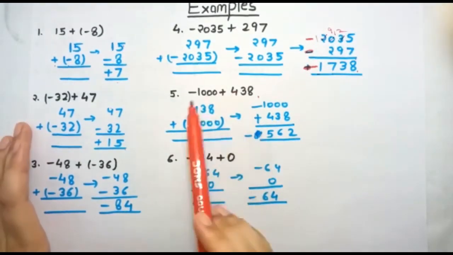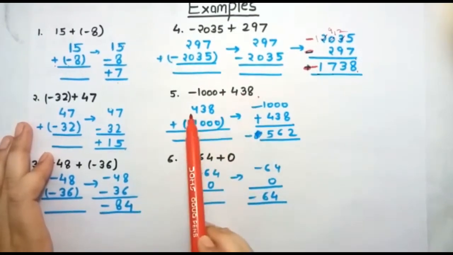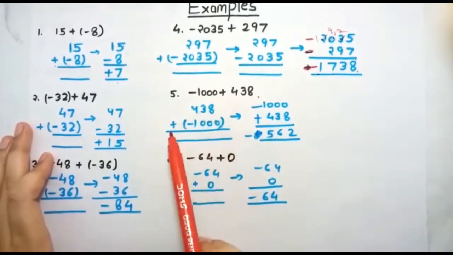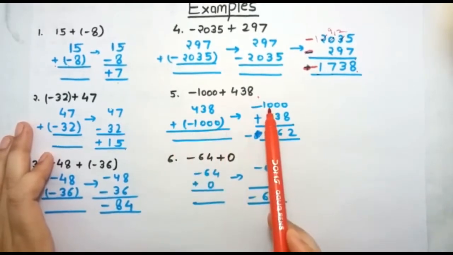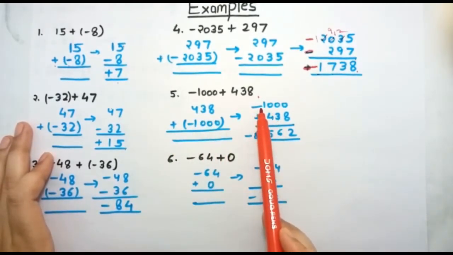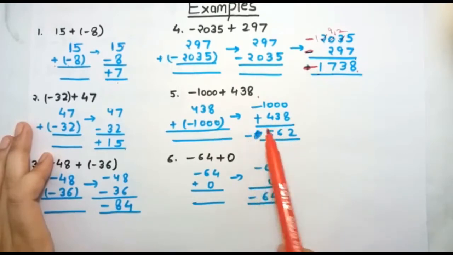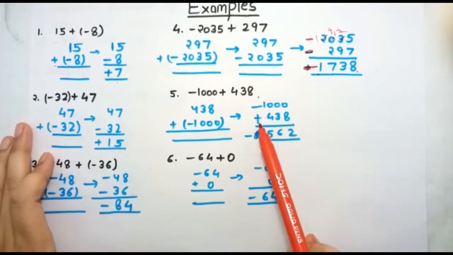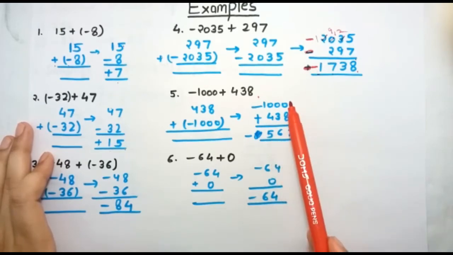So the next example is minus of 1000 plus 438. We write 438 plus of minus of 1000. Plus and minus would be minus here, like we have written here. Plus and minus would be minus from the basic rules, and plus 438 is there. So one is plus, one is minus. The operation that we would perform would be subtraction. So we'll subtract 438 from 1000.